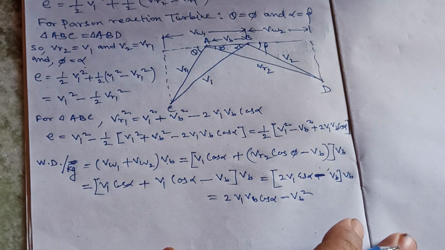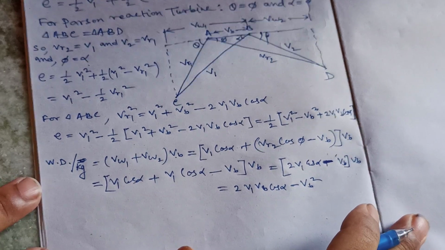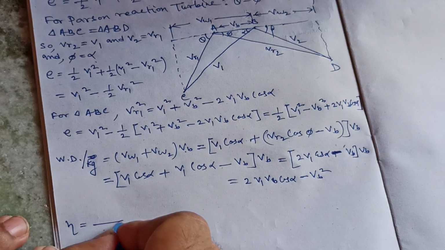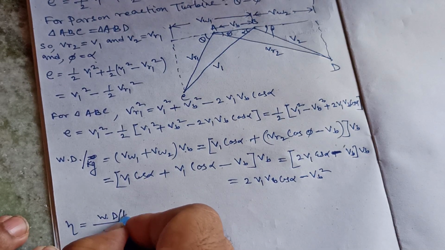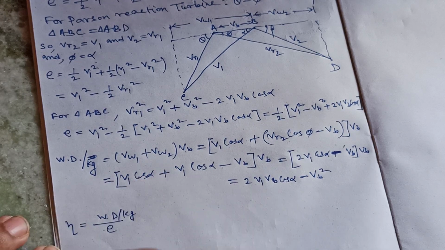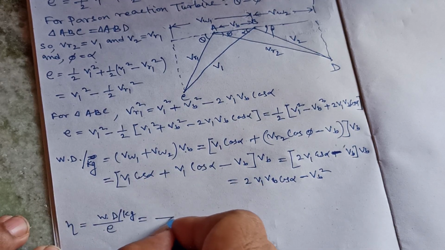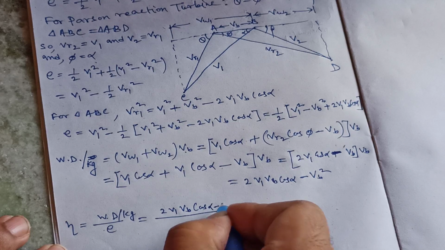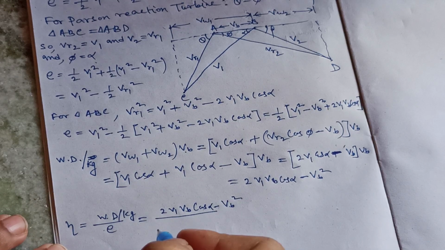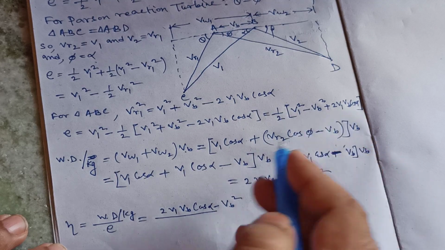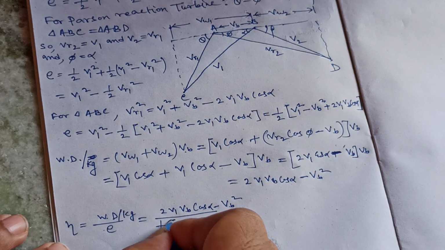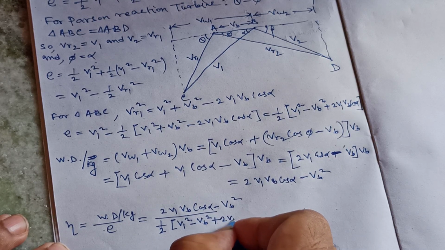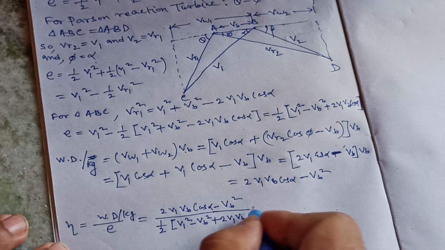Okay. Now we have to find the efficiency. You can see this efficiency is the work done per kg divided by small e. The work done per kg is 2 V1 VB cos alpha minus VB square, and this value E is half V1 square minus VB square plus 2 V1 VB cos alpha.